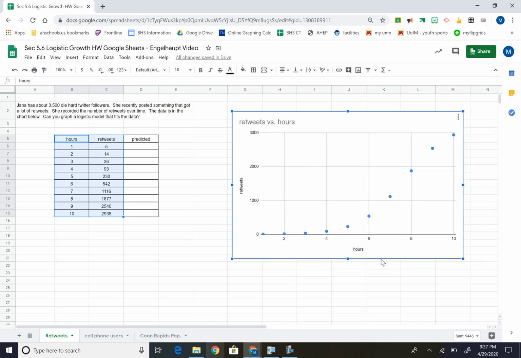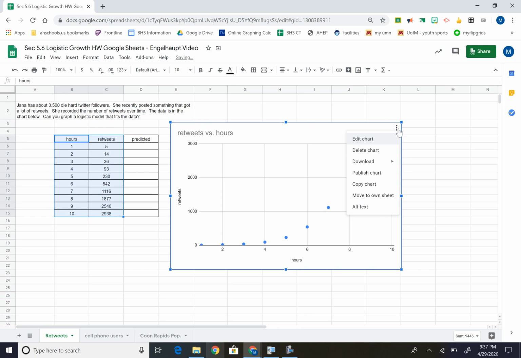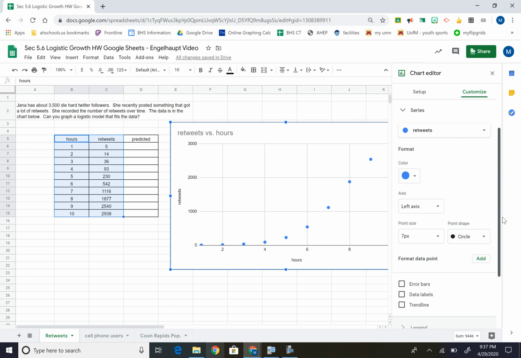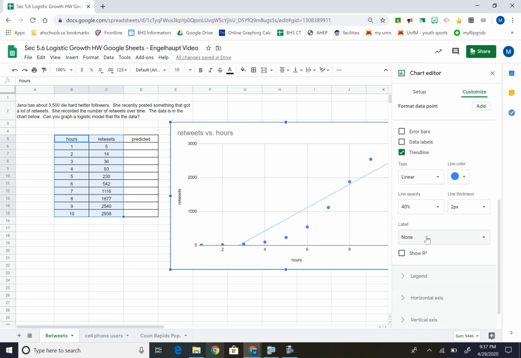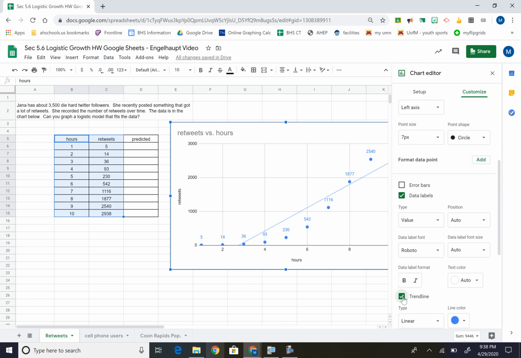All right, I should backtrack. Unfortunately, Google Sheets does not have a logistic regression. If we go into customize and series and go down to trend line and look at the different types, there's linear, exponential, polynomial, logarithmic, power, and moving average. Logistic is not one of the options. So we have a couple different ways we can put a logistic graph on here. Let me just remove the trend line.